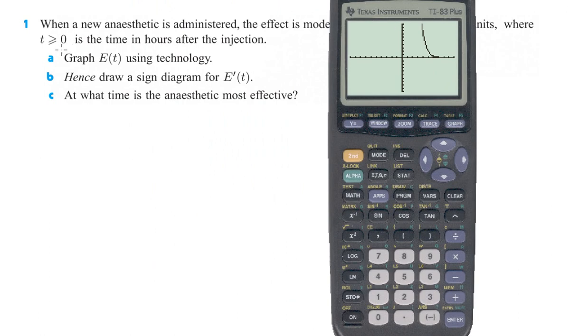t is greater than or equal to 0 is the time in hours after the injection. Graph E of t using technology. So I might just change my window here to get a better idea of what's going on. We can tell by the graph we're not going to need anything negative over here, which wouldn't make sense anyway, because that's when time would be negative. We don't have negative time.